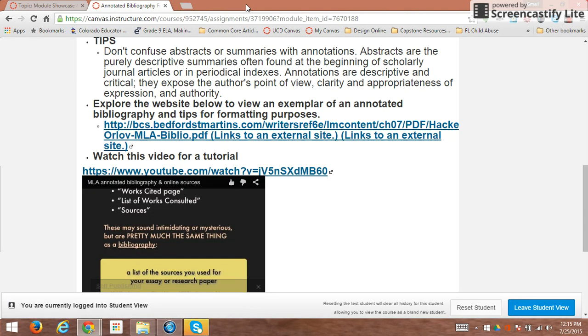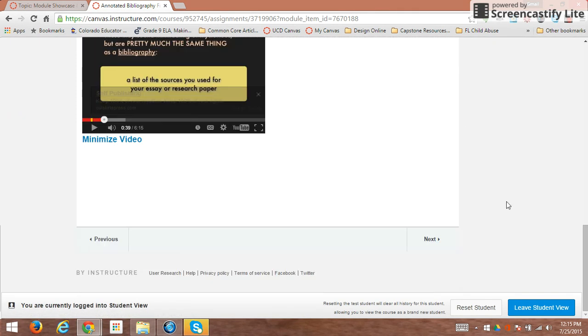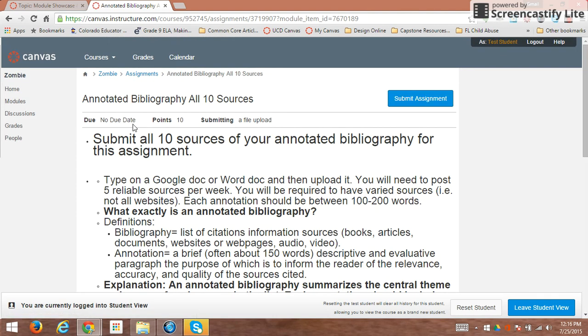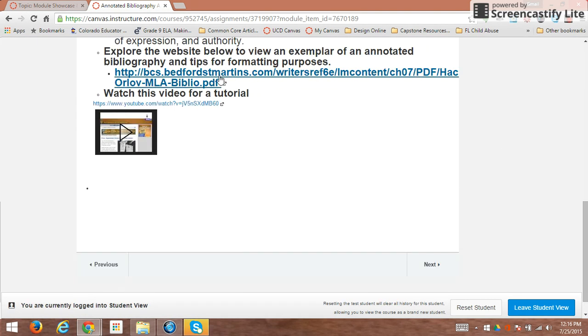have to. So they would submit this assignment as a Google Doc or Word doc, and that would be for the first 5 sources, and this would be for the remaining 5 sources, or a completed 10-source bibliography. Still having the exemplar and the tutorial.